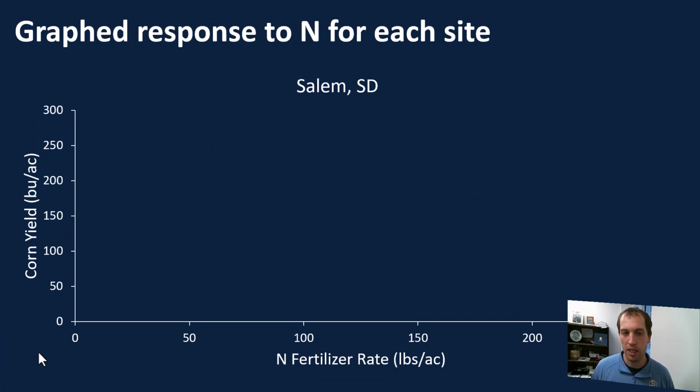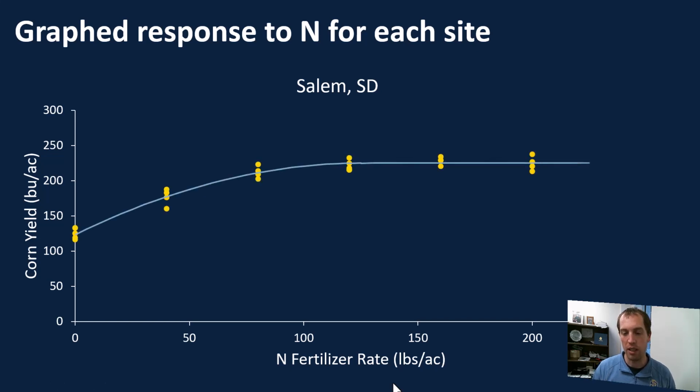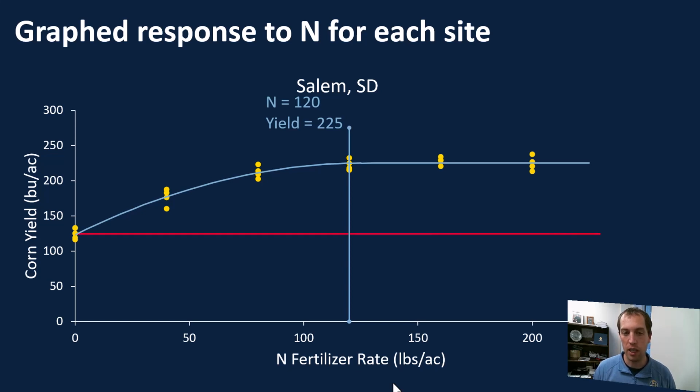In this slide we have a typical response curve. We have on our y-axis our corn yield, on our x-axis our nitrogen fertilizer rate, and this is from a farmer's field in Salem, South Dakota. If we look at the response across these different nitrogen rates, we see that yield increases until we hit a plateau. That plateau comes at about 120 pounds of N, and we get about 225 bushels of corn. Now, if we look at that zero rate of nitrogen right here, we get about 120 bushels of corn without adding any nitrogen.